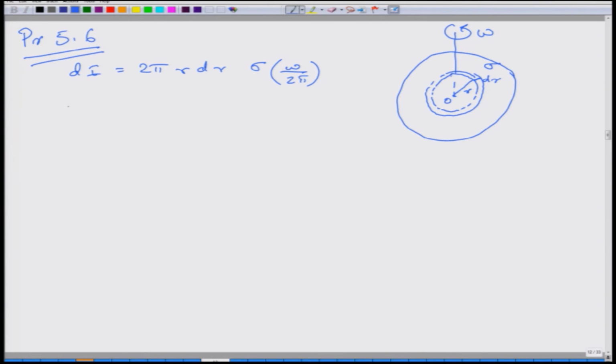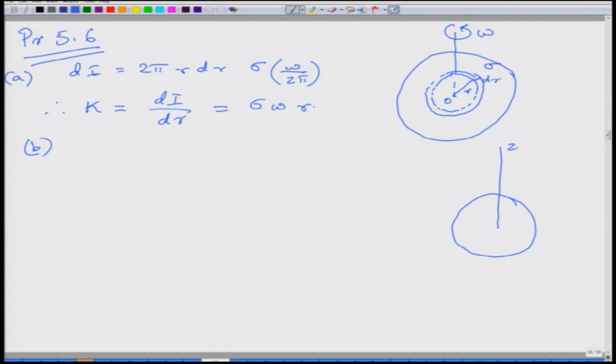Now this would in turn give me the current density, which is K equal to dI by dr, which will be nothing but sigma omega r. As simple as this. So this is part number A. And in part B, the geometry of the problem is that you have a sphere, and the sphere is rotating about the z axis, let's say, with angular frequency omega.